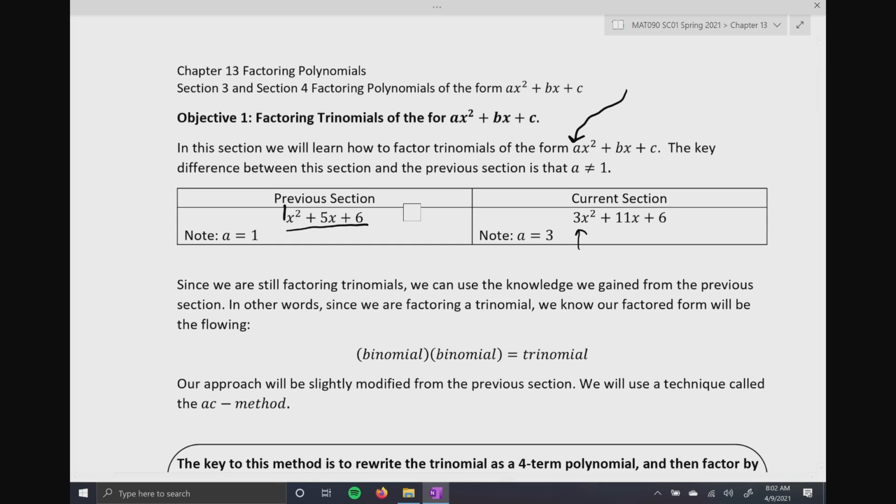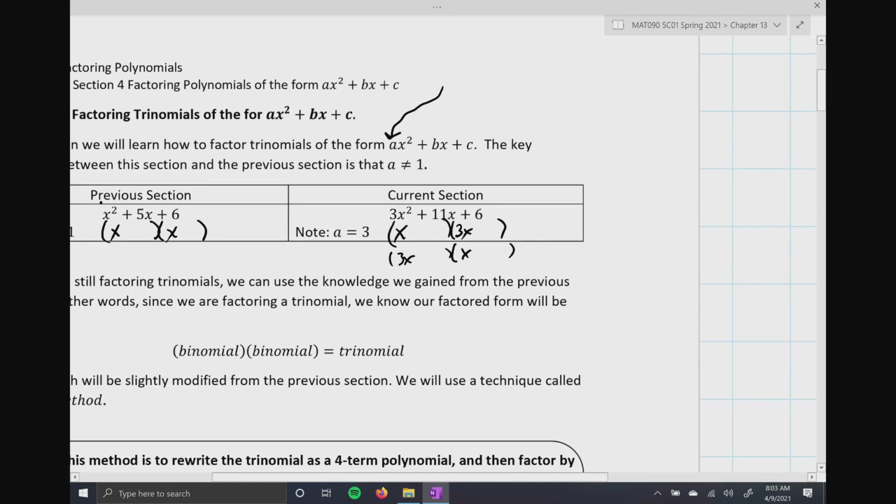Because in the previous section, if we were to factor x squared plus 5x plus 6, we would put our parentheses, put an x and an x, and not really worry about anything. However, in this section, how do you know the 3 is not in the second set of parentheses, or maybe the 3 could be in the first set of parentheses? All right, and I'm going to be honest with you, the fact that it's 3x squared is the easiest case. If this was, let's say, 12x squared plus 11x plus 6, you could have 1x and 12x.